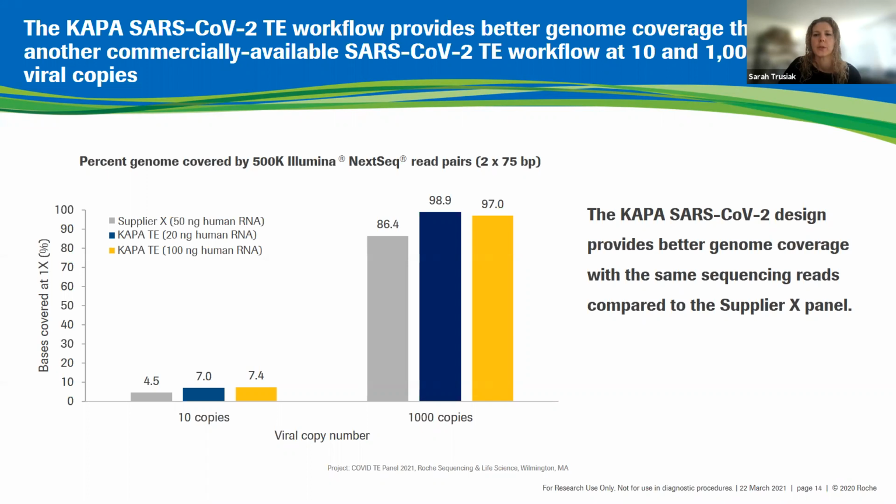So we then compare the results of our KAPA SARS-CoV-2 TE workflow to published data from a supplier with a similar workflow. For our lowest viral copy samples, 10 copies and 1,000 copies, we found that our KAPA SARS-CoV-2 design provides better genome coverage with the same sequencing rates spent compared to the supplier X panel. The supplier X is shown in gray, and our lower human background in dark blue, and higher 100 nanogram human RNA background in yellow. And we see 3% more bases covered at 10 copies with our workflow, and greater than 10% more bases covered at 1,000 viral input copies with our workflow.